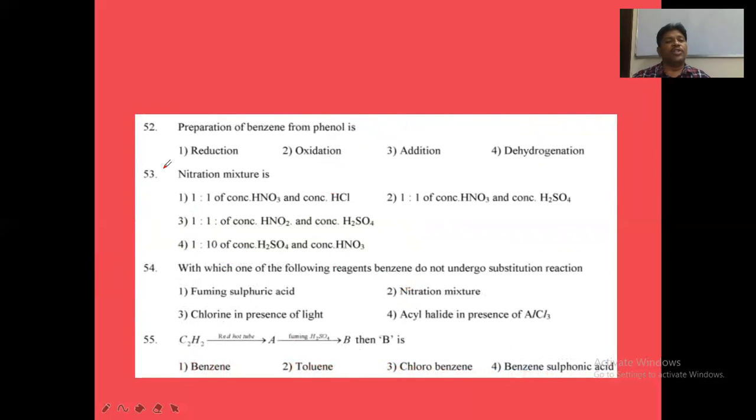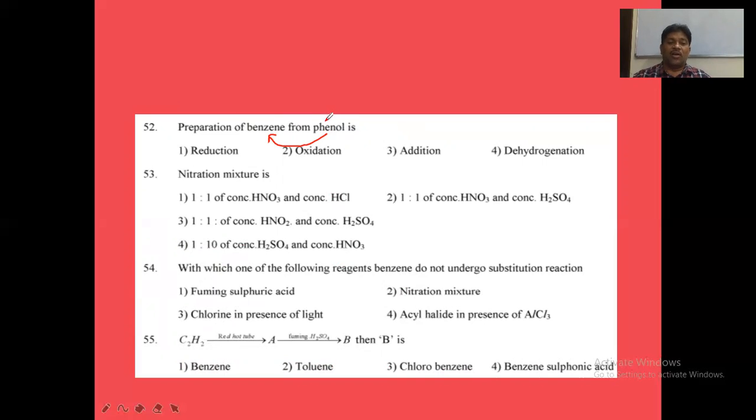Next, question number 52. Preparation of benzene from phenol is a dash reaction. Which type of reaction is it? First, what gives rise to what in this reaction? Phenol gives rise to benzene. Benzene's formula is C6H6, and phenol's formula is C6H5OH.